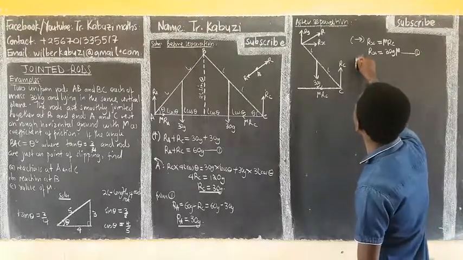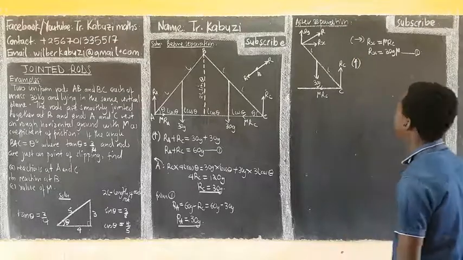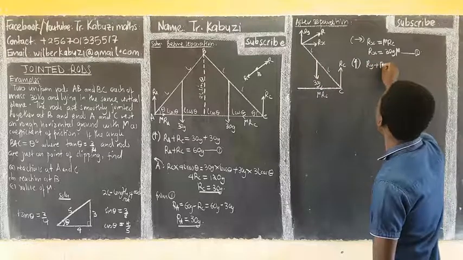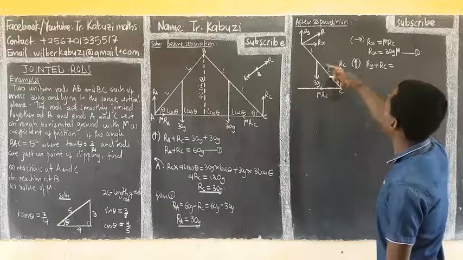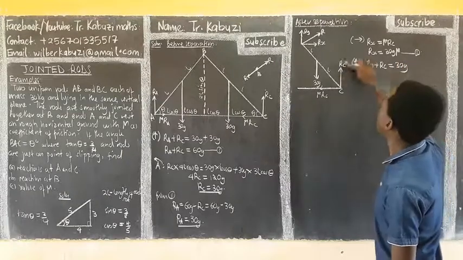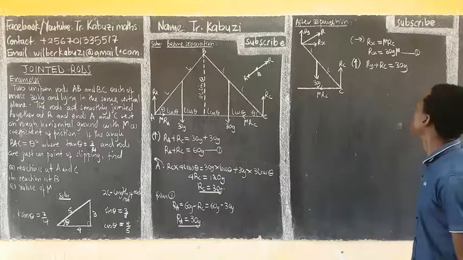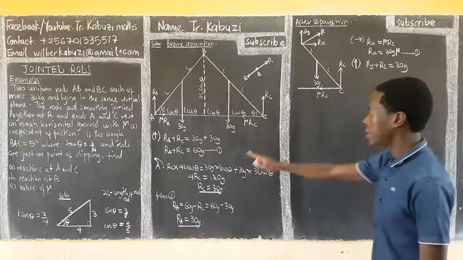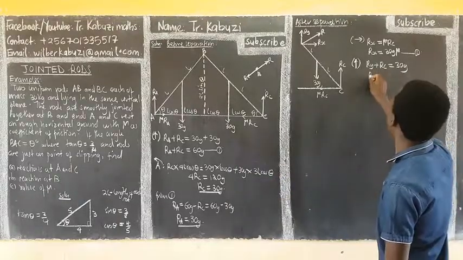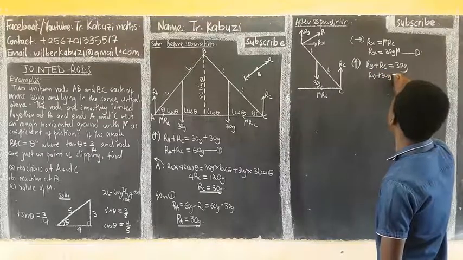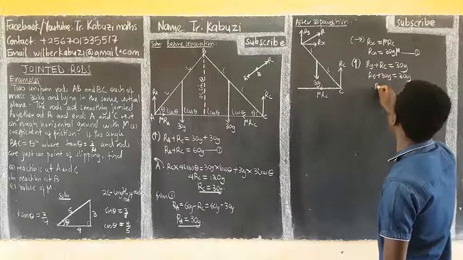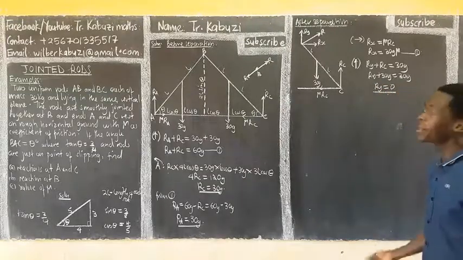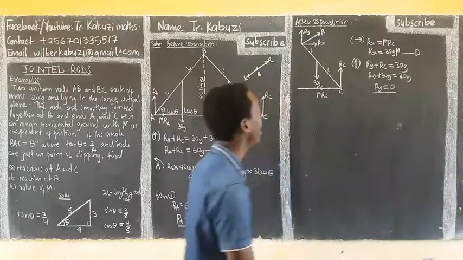Then the next thing we consider is resolving upwards. Resolving upwards like that, we have Ry plus Rc equal to the downward force, which is 30G. You see this one upwards. From there, we have Rc, our Rc is 30G. So meaning my Ry plus 30G is equal to 30G, so that my Ry is going to be 0 with ease. You see, that is the easiest thing you can do.